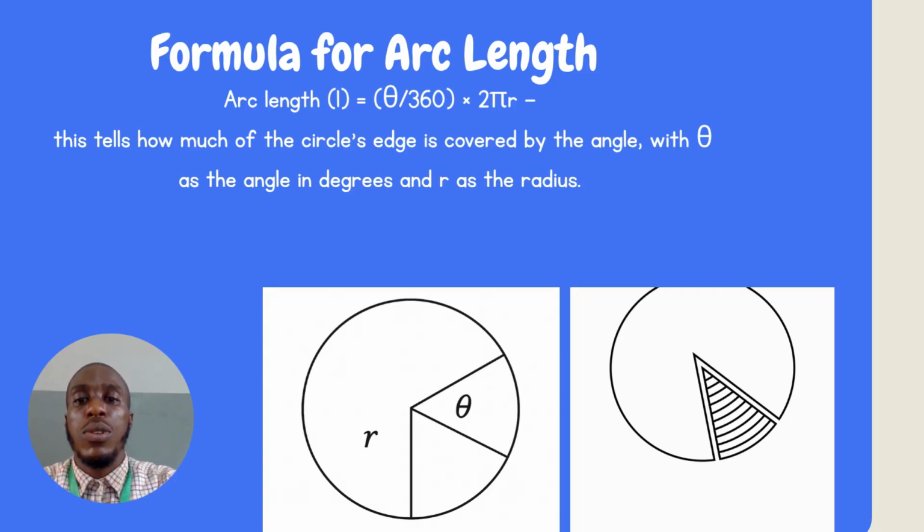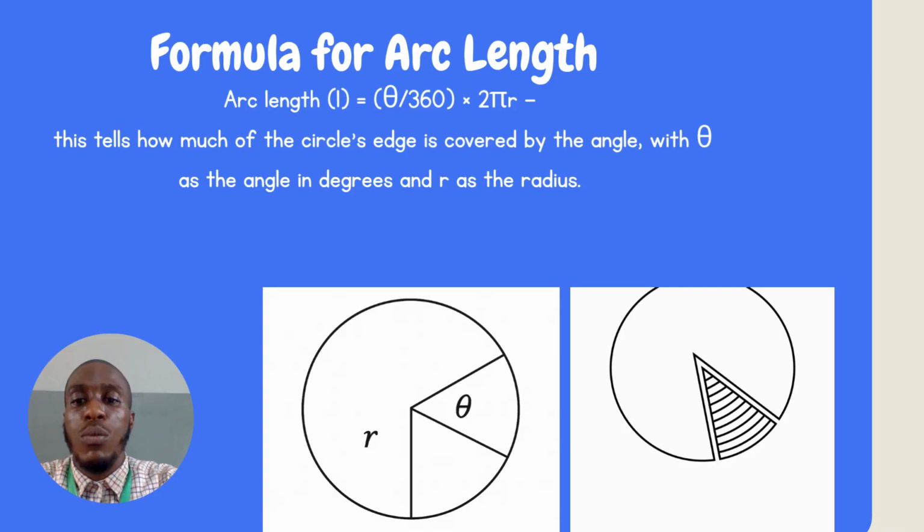So this tells us how much of the circle's edge is covered by the angle. You see that with theta as the angle in degrees and r as the radius. So that is the formula for the arc length. So the next slide will be talking about the formula for the perimeter of a sector.